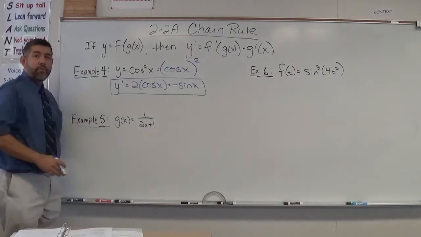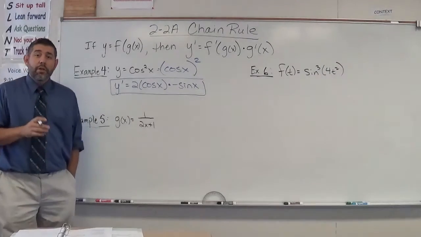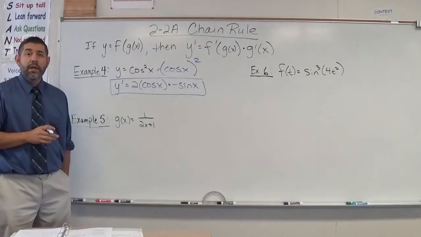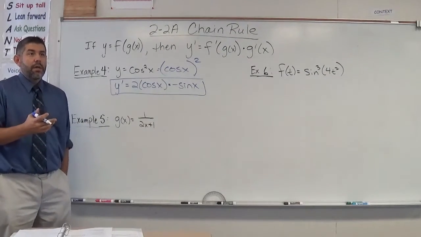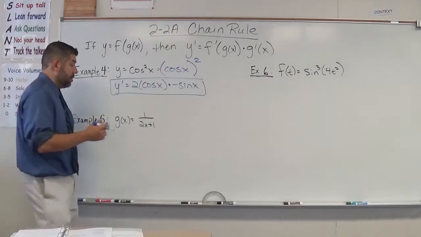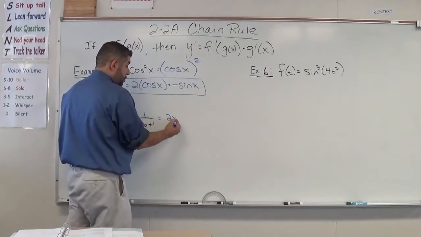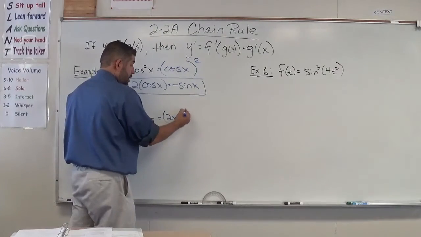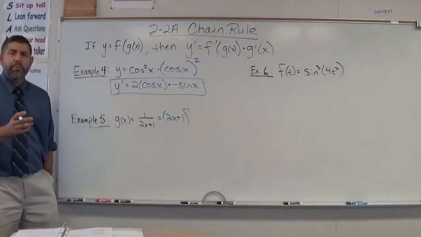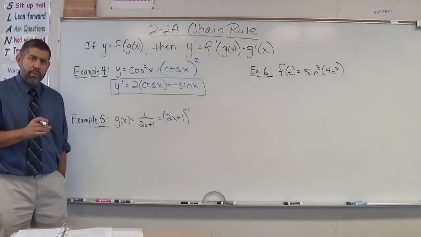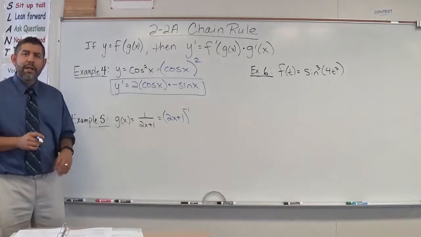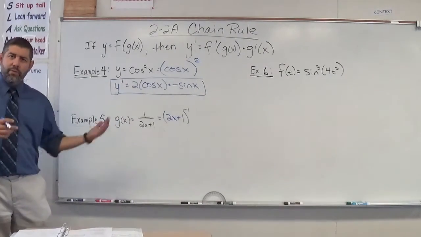g of x equals 1 over 2x plus 1. Now it looks like we can use the power rule by changing 2x plus 1 to the negative 1 power. It also looks like we probably could have used the quotient rule and did low d high minus high d low, but for purposes of the chain rule, let's look at the chain rule.